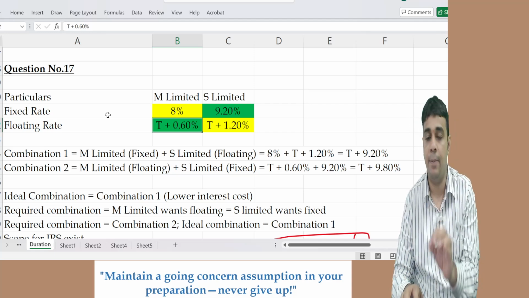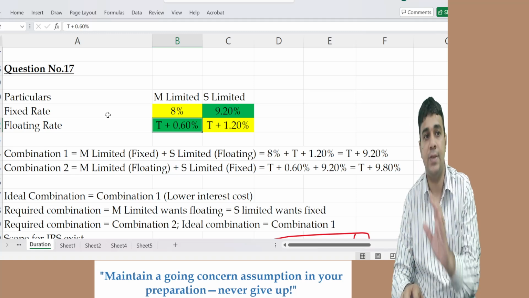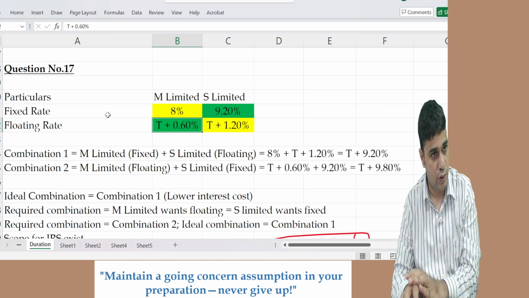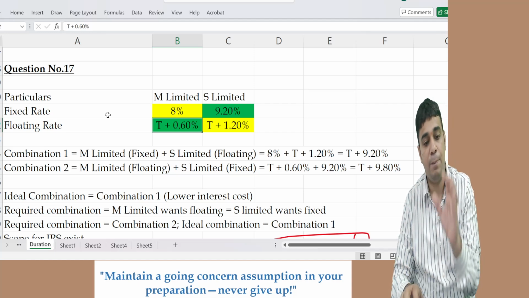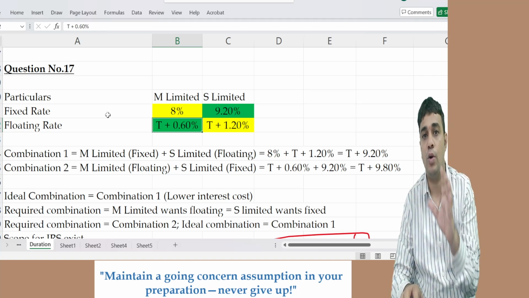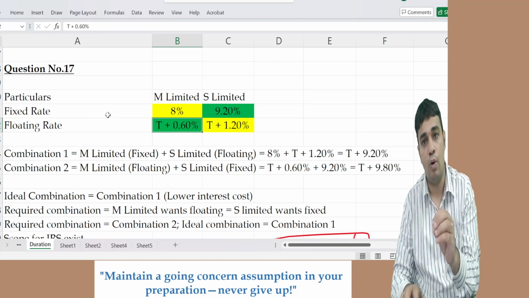You are still adamant that you want the green combination. I say yes, we will give you the green combination and we will also reduce your interest cost. T plus 0.6 will go down to what? T plus 0.3. 9.2 will go down to what? 8.9. How it goes down is what we have to see now.